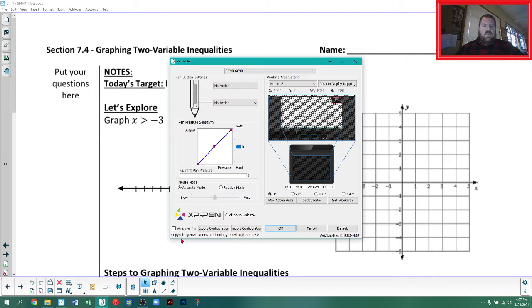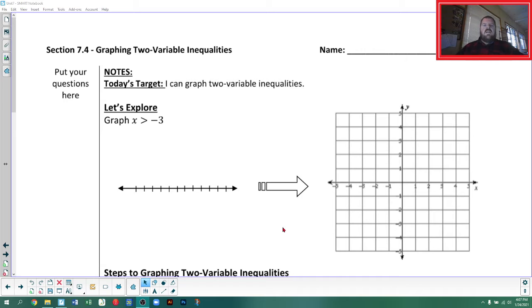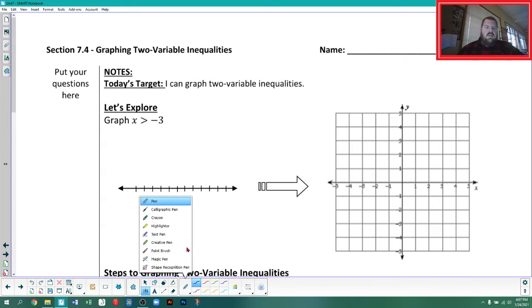Today, what I want to do, after I get this set up, sorry about that, is get us going on some two variable inequalities. That's our goal for today, to be able to graph two variable inequalities. Let's go ahead and look at what I mean by that.